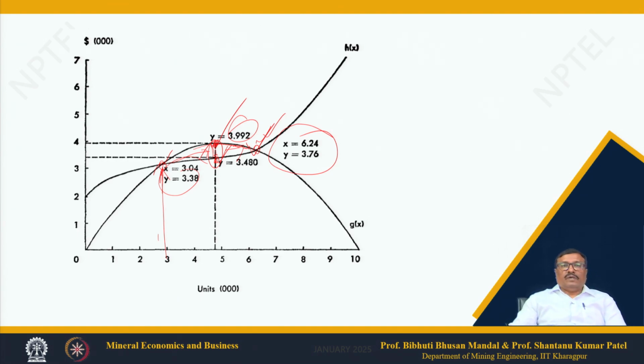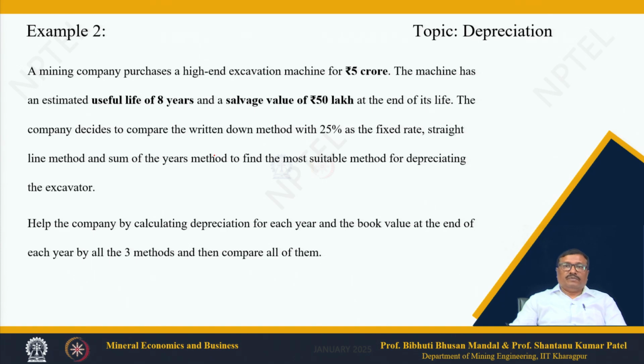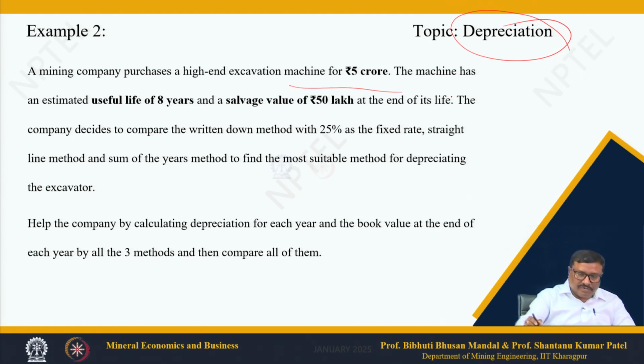Now, we will be switching over to another set of problems related to depreciation, which was a big chapter, I think you remember. Here we have formulated a problem. A mining company purchases a high end excavation machine, for example, for 5 crores. The machine has an estimated useful life of 8 years and a salvage value of 50 lakh at the end of its life. The company decides to compare the written down method with 25% as fixed rate.